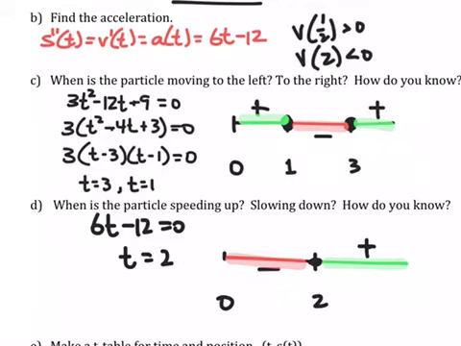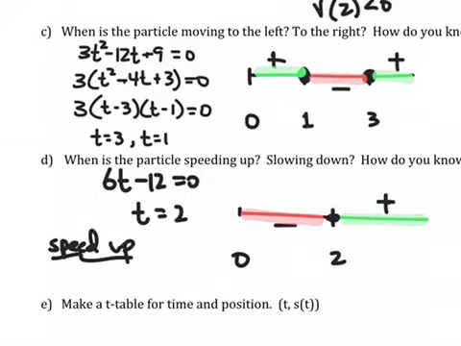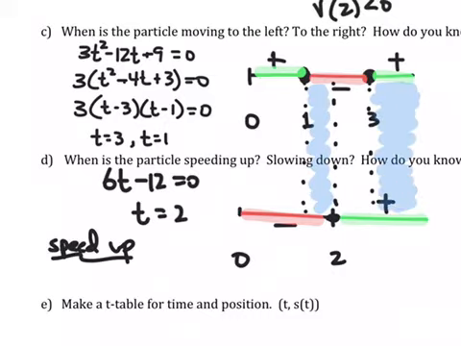Now when we compare these, let's talk speeding up, slowing down for a moment. So the particle will be speeding up when the signs are the same. Okay, when the signs are the same. So I'm going to compare these two diagrams. And what you're going to see is that here, the signs are going to be the same. Right? And also here. So the particle is going to be speeding up on that interval.